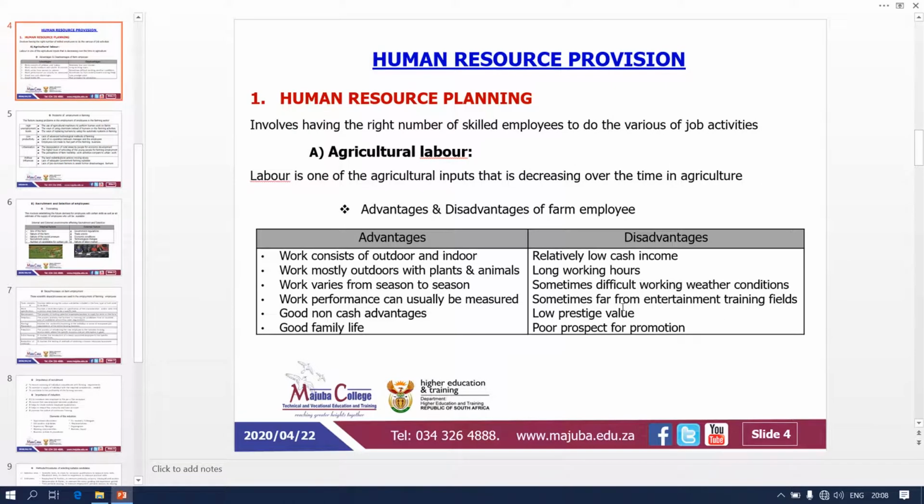We also looked at the advantages and disadvantages of being a farm employee. We said most of the work is outdoors and indoors. We also looked at how performance can be measured. It varies from season to season. You have your family with you. It does not contribute towards you having more cash. And then we also looked at the disadvantages of it.